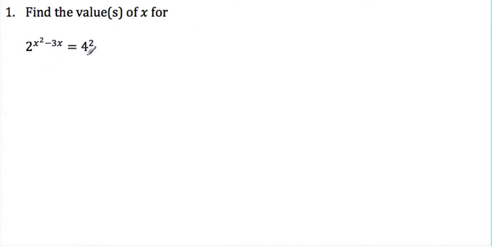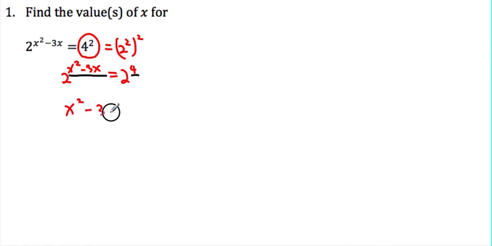So if I were to convert this one to base 2, it would have been 2 squared to the second power. This basically means 2 to the fourth power, while the left side is the same as 2 to the x squared minus 3x power. Then in this case, that exponent and this exponent have to be equal to each other. So here we get x squared minus 3x equals 4. So as I subtract 4 from both sides, x squared minus 3x minus 4 would have been equal to 0.